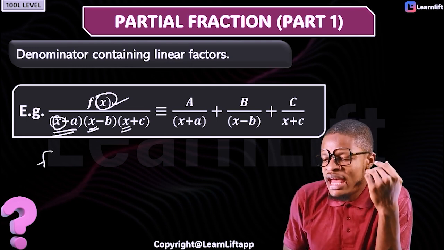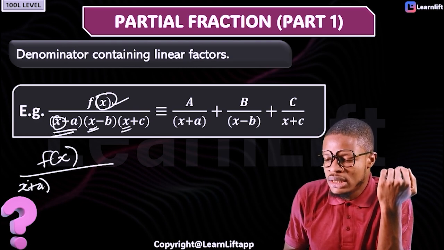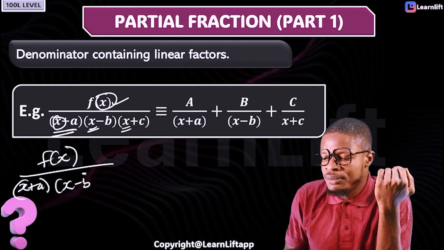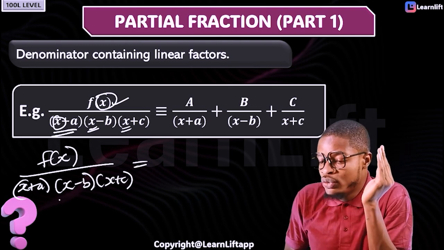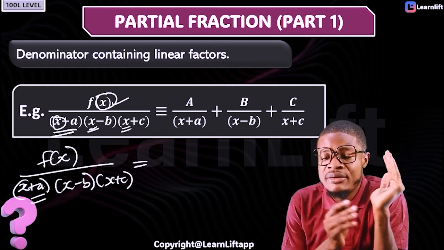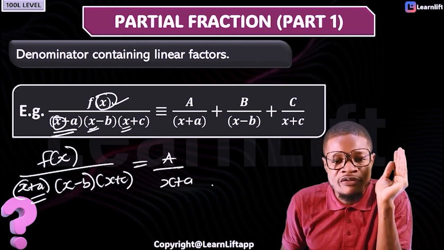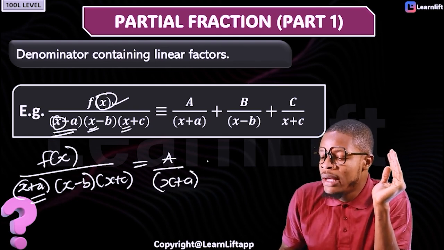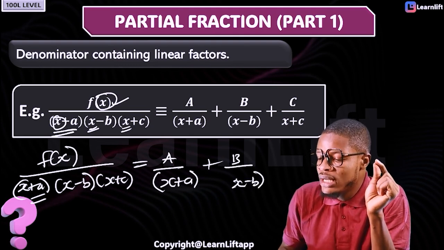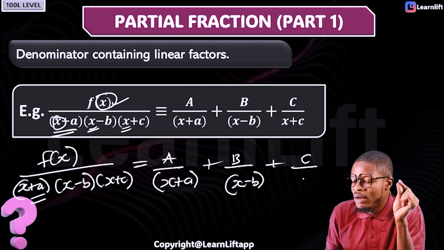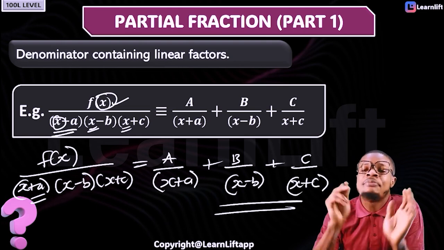So if I have f of x all over x plus a, into x minus b, into x plus c, how do I present this answer? It's very simple. All I will do is this. You see the denominators, I'll carry them one by one. So it's going to give me A all over x plus a for the first one, plus B all over x minus b, then you close it, plus C all over x plus c, then you close it. This is how they present themselves.